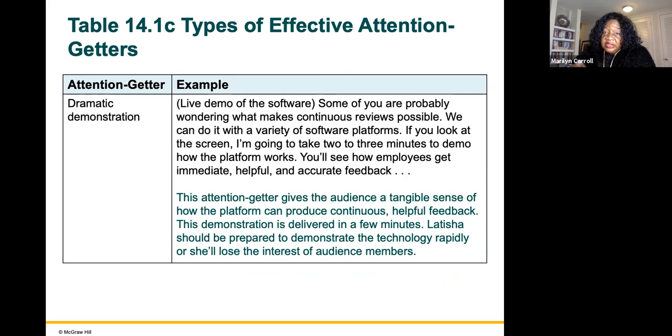All right, so this attention getter gives the audience a tangible sense of how the platform can produce continuous helpful feedback. This demonstration is delivered in a few minutes. Letitia should be prepared to demonstrate the technology rapidly, or she'll lose the interest of her audience.